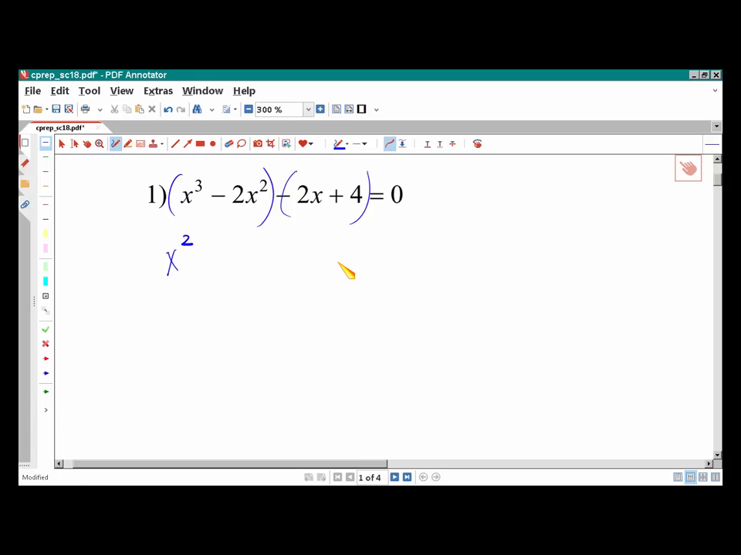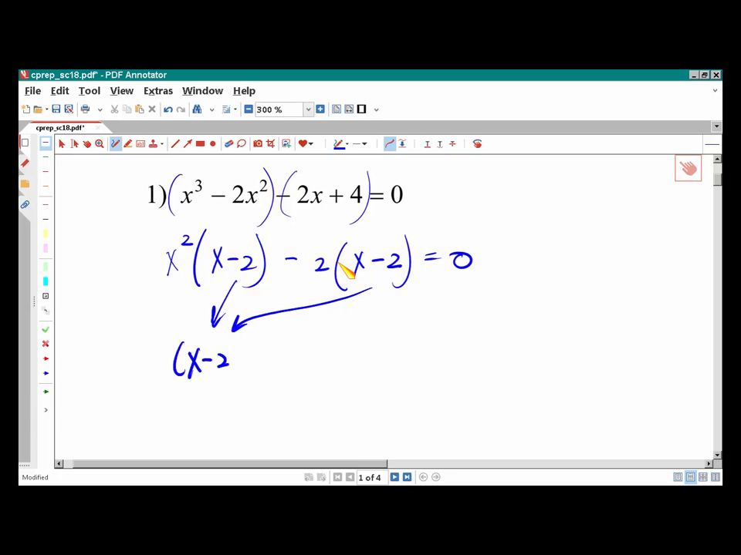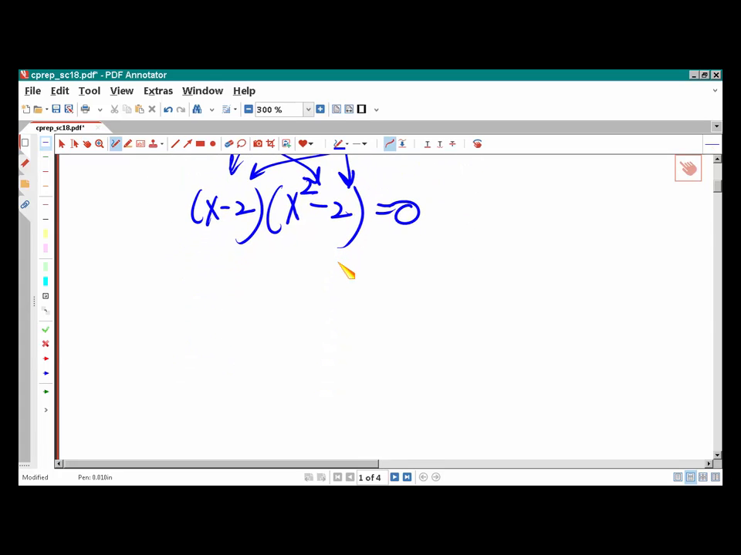So for the first terms, I can factor out x squared, and I get x squared times x minus 2. And then out of the second two terms, I can factor out a negative 2, and I get x, let's see, times x minus 2. Now I bring that common term out, and then what's left becomes the second binomial. And now I set each of those factors to 0 and solve.